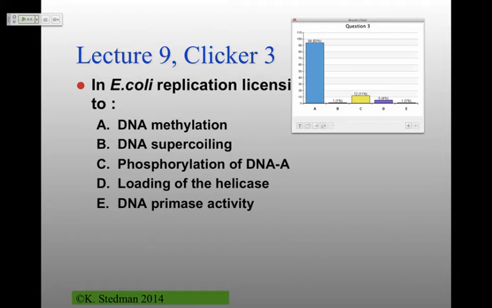So yes, it's DNA methylation in terms of E. coli licensing. Yes, one other quick thing here. Phosphorylation is important for what kind of licensing?